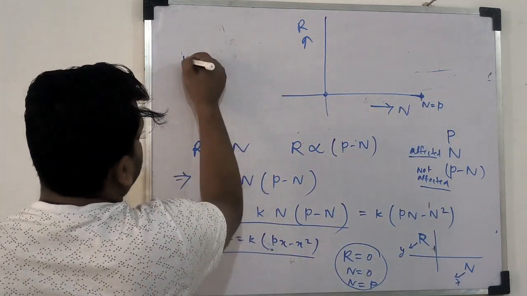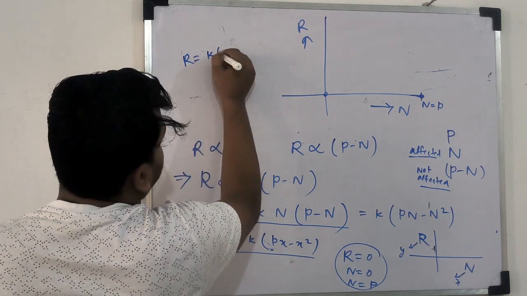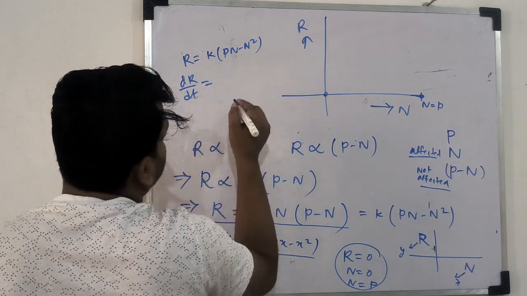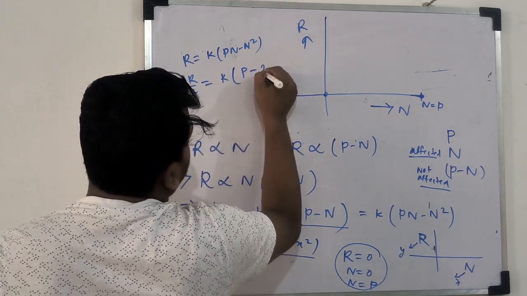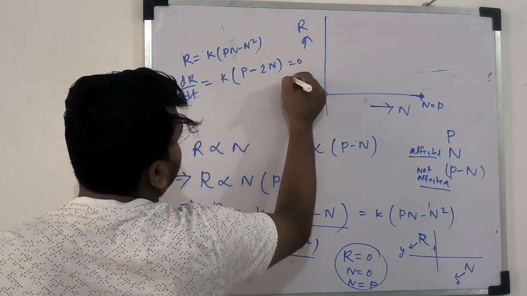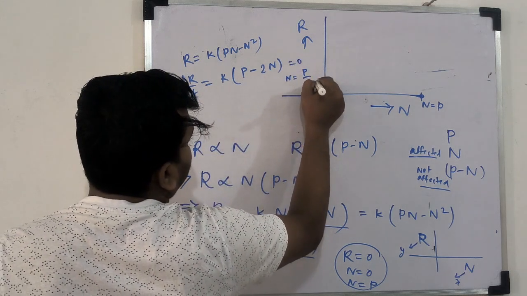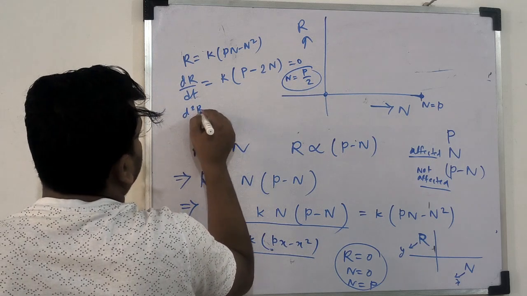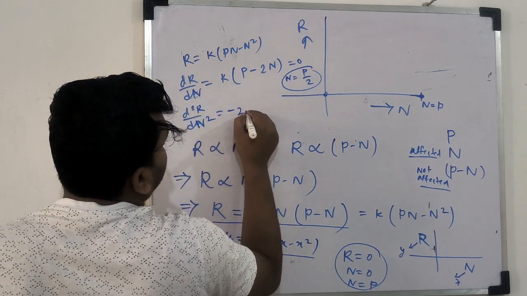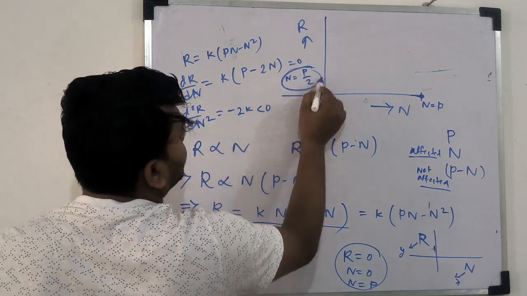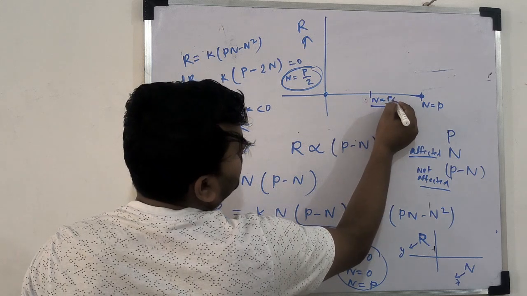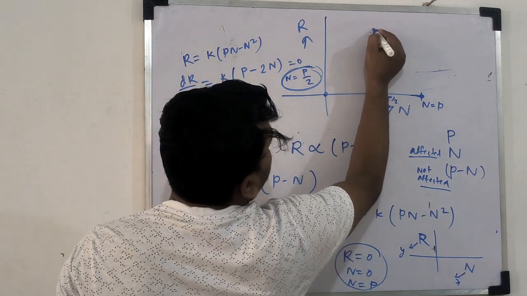And if R equals K times (PN minus N square), therefore dR/dN will be K into (P minus 2N). Okay? So if we take it as 0, we get N equal to P by 2, this point. And d2R/dN2 will be minus 2K, which is less than 0. So at this point, R has a maximum value. So at N equal to P by 2, R has a maximum value.